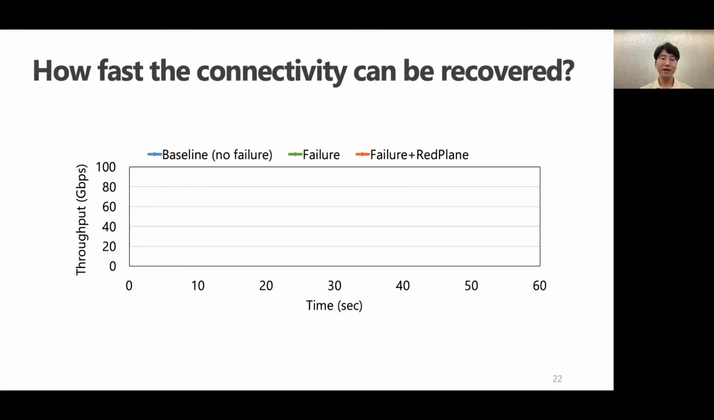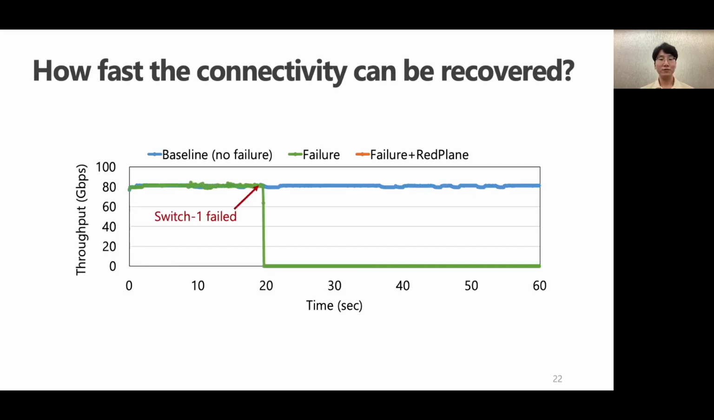Then how fast can the end-to-end connectivity be recovered with RedPlane? Here we use NAT as an example, and iPerf to generate an end-to-end TCP workload. Without failure, the end-to-end throughput is around 80 gigabits per second. When switch 1 fails without RedPlane, packets are rerouted to another switch, but dropped since there is no state for the flow, breaking the TCP connections.